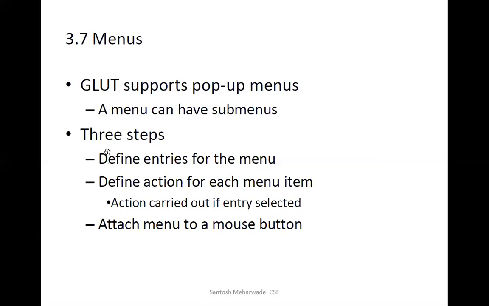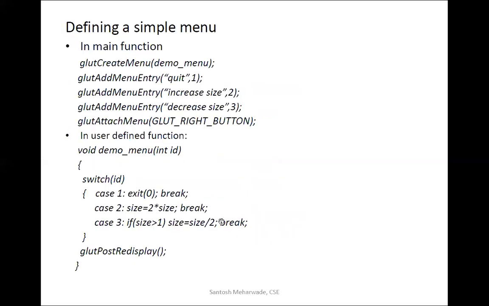So these are the three important steps. First of all, we have to define the entries or items for the menu; however many items you want, you can include. Then define the actions for each and every menu item. These actions are carried out if the entry is selected. Then finally, attach the menu to the mouse button. With respect to that only, we are going to write the program.